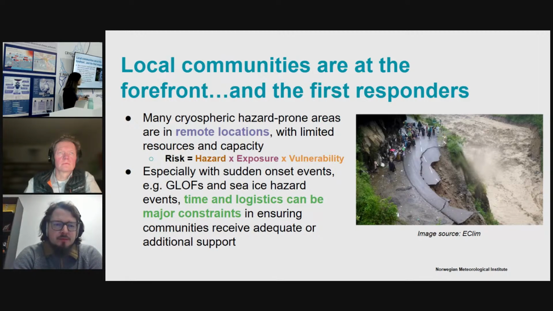That way, we can really take that into context, that we have to support communities not just at the event, but to prepare for them. We can, hopefully, have better consequences from these impacts.